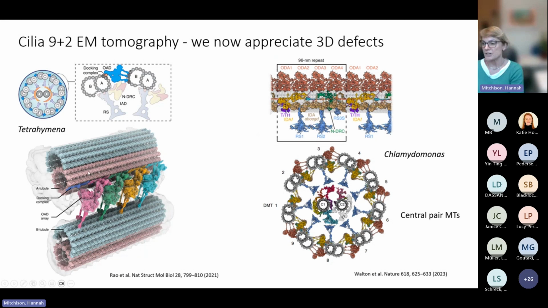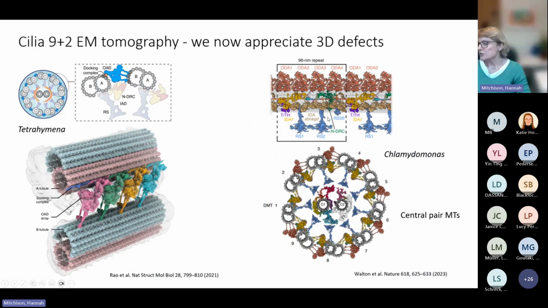And I just show this Tetrahymena. This is a multiciliate organism. I show it just to appreciate the power of cryo and tomography. So these are the peripheral doublets next to each other within the cilium, and you can actually see the outer dynein arm stretching between the two.